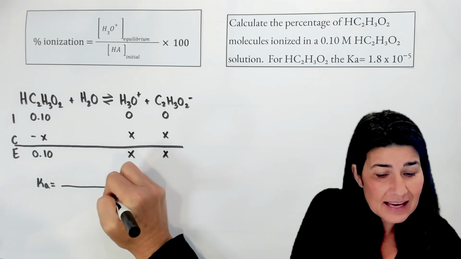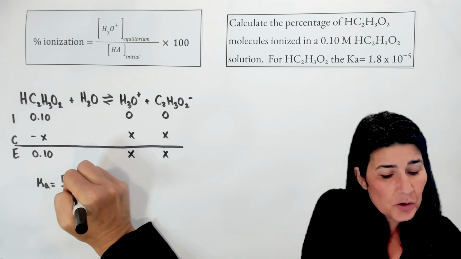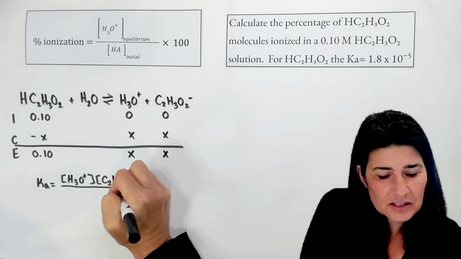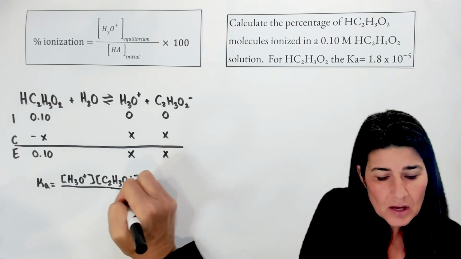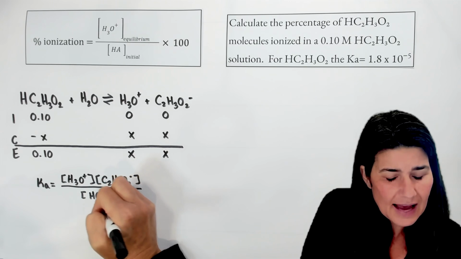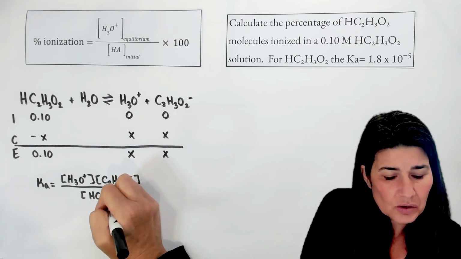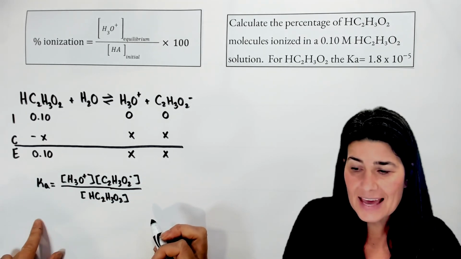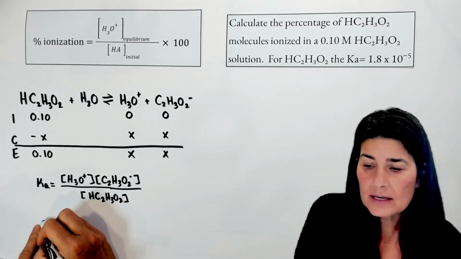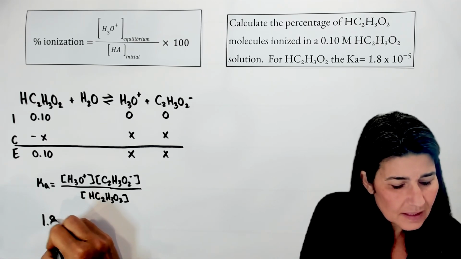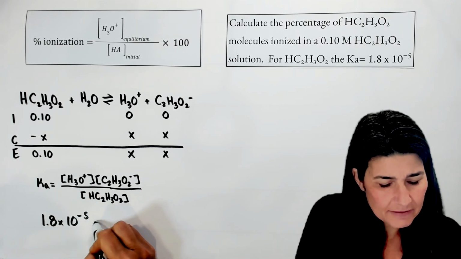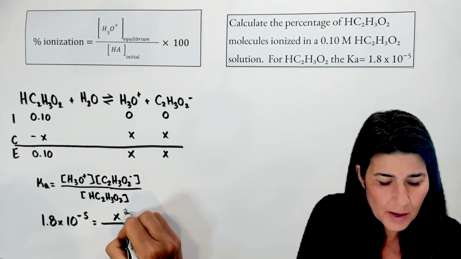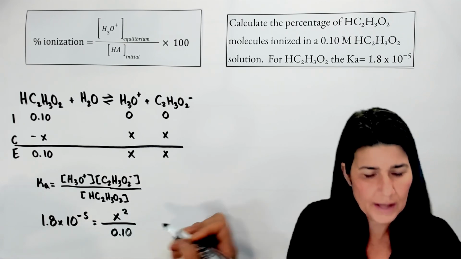The Ka is going to be equal to the hydronium concentration multiplied by the acetate concentration, C2H3O2 minus, all over the original acetic acid concentration, HC2H3O2. We'll use the equilibrium value. The Ka for this right now is 1.8 times 10 to the negative 5. That equals on top X times X, or X squared, all over 0.10.